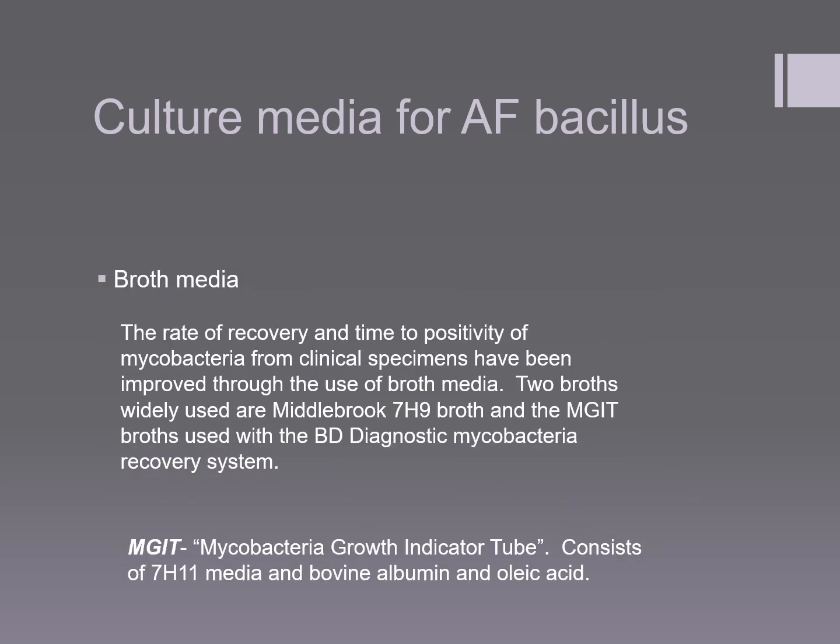We can use broth media as well to recover acid-fast bacillus. A lot of times on instruments, they use a broth media based on 7H9. It's also known as a MGIT, a Mycobacterium Growth Indicator Tube, which consists of 7H9 broth with bovine albumin and oleic acid. We can use that broth media to help recover acid-fast bacillus when using a BD diagnostic mycobacteria recovery system.